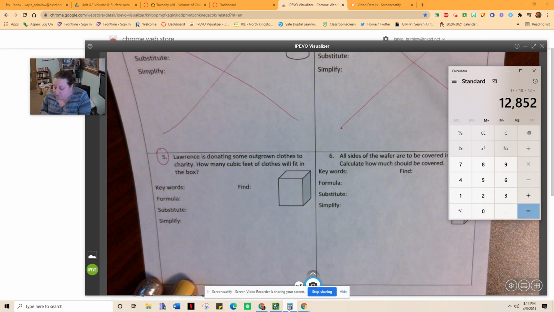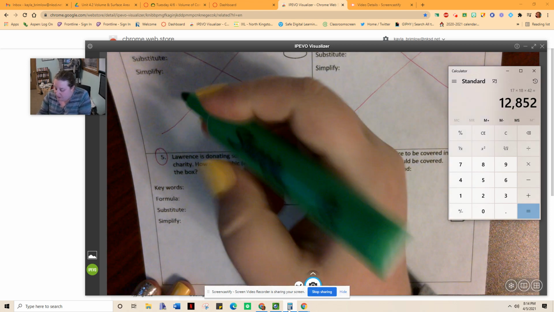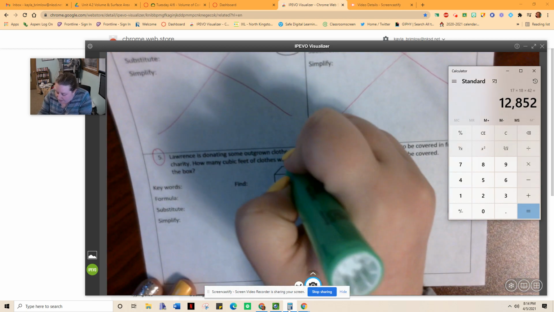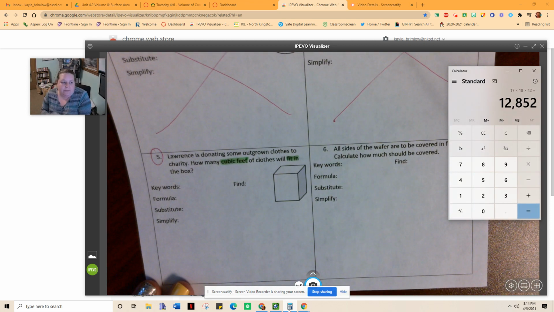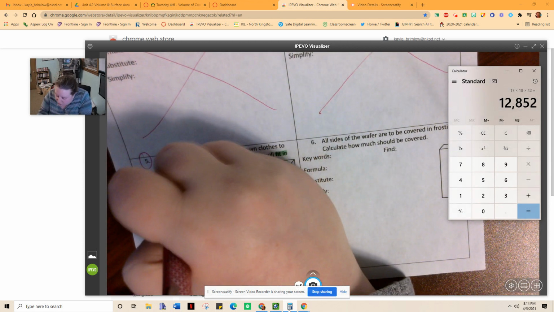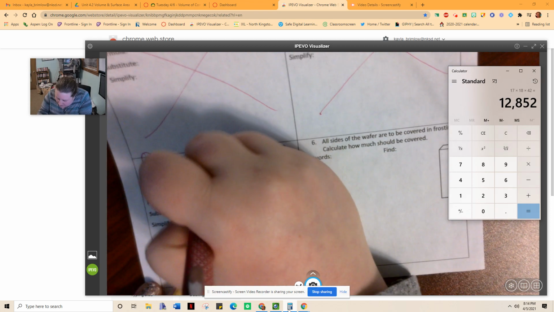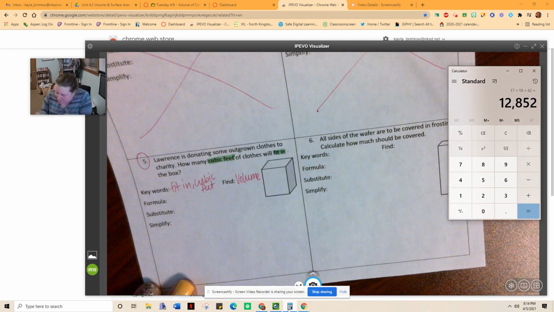All right, so number 5. Lawrence is donating some outgrown clothes to charity. How many cubic feet of clothes will fit in the box? Okay, so we're looking at volume, and I know that because it says fit in, and it also says cubic feet. When we talk about surface area, area is always squared. It's the 2D space. Cubic means volume. It's to the power of 3. So some keywords we saw were fit in and cubic feet, and we are looking for volume.